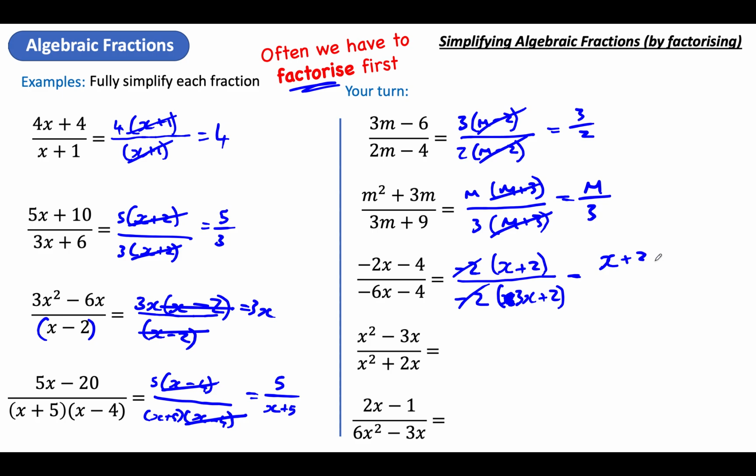So x plus 2 over 3x plus 2. Okay, so when you're doing these factorising, it's not always the little brackets that cancel. Sometimes it's other bits and pieces.